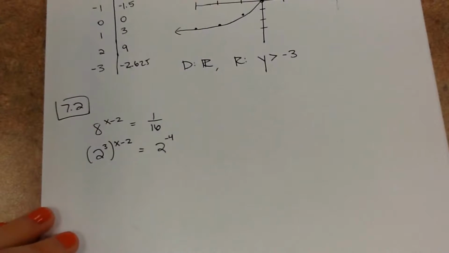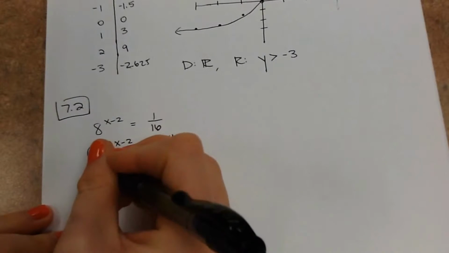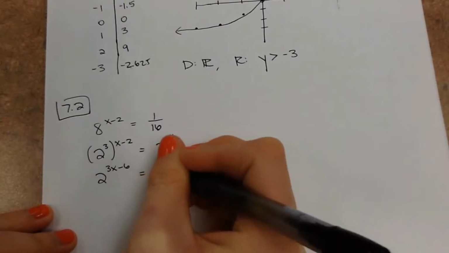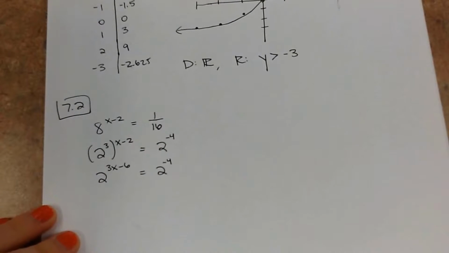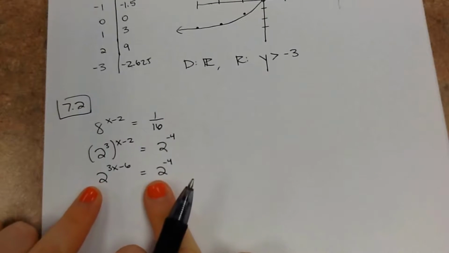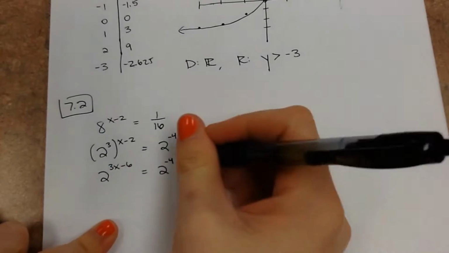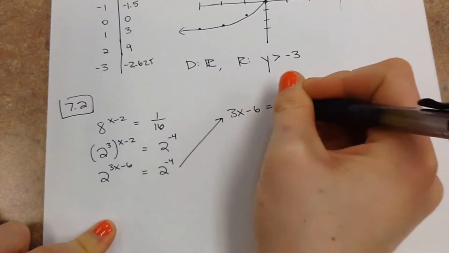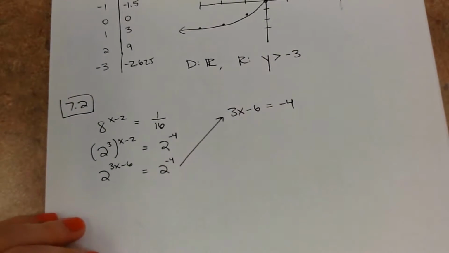So the next thing I do on the left is I'm going to distribute that 3 to the x minus 2. And then on the right, nothing's changing there. So I have this property that tells me if I have the same base right here, I can just set their powers equal to each other. All right, which is exactly what I'm going to do. I'm just going to set that power on the right equal to the power on the left.